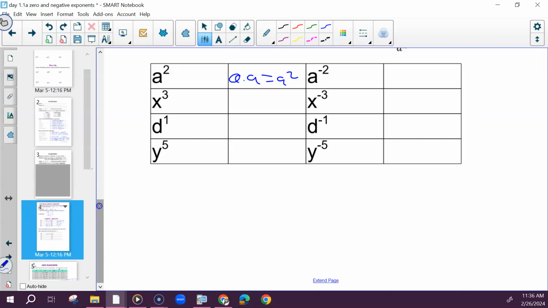This works the same way. So if I took this and I flipped it and I made the exponent positive, I would just have 1 over a squared. I don't know what a is. That's not what I'm looking for right here. I just needed to apply the negative exponent rule. So what would x to the negative 3 be? 1 over x to the 3rd. D to the negative 1: 1 over d, or if you want to write 1 over d to the first, that's fine. And then y to the negative 5th: 1 over y to the 5th.